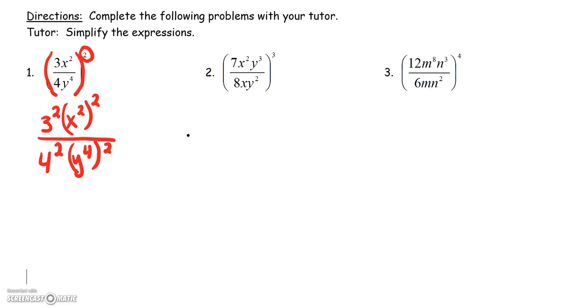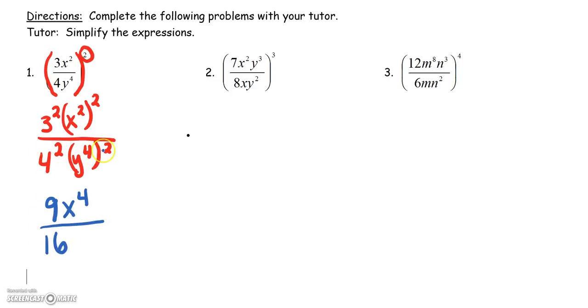From here we can simplify a little more. We know what 3 squared is. Of course, that's 9. And then x squared squared, we're going to have a power to a power. And so in this case, according to our rules, we should multiply those exponents together to get x to the fourth. That's the numerator. In the denominator, we have 4 squared, which we know is 16.